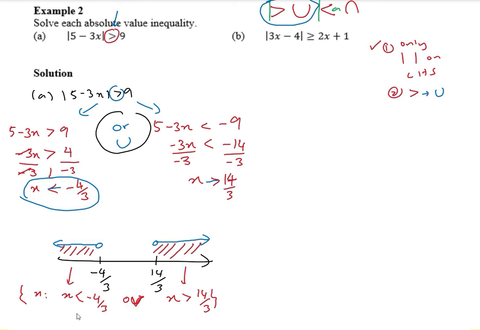You can also write them in the form of interval. Just look at the smallest number on the left side, which is negative infinity, comma, negative 4 over 3, open bracket, or union, and then you meet 14 over 3, and to the right side, the last value here is infinity.